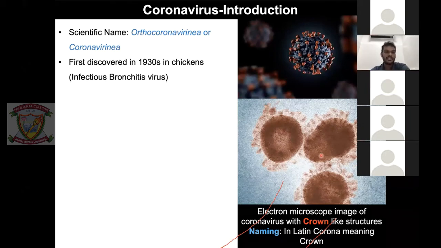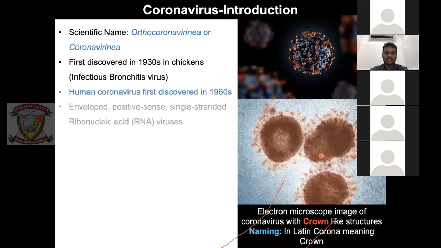It was first discovered in the 1930s, as the last slide mentioned. It was first discovered in chickens. It came from mosquitoes to chickens, and several chickens died with this virus due to bronchitis, that is, a respiratory infection. Human coronaviruses were first discovered in the 1960s. They are enveloped, positive-sense, single-stranded ribonucleic acid viruses. They are not DNA viruses, but RNA viruses.